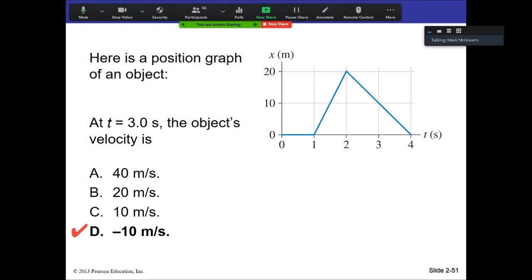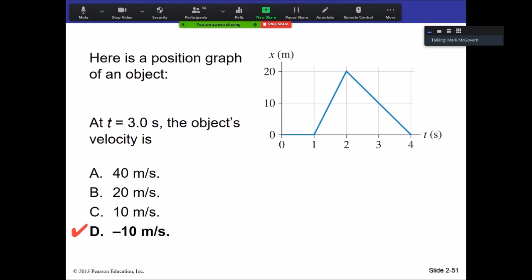And we can see that at 3 seconds, we are involved in the motion that took place over 2 to 4 seconds. So if I said at t equals 3.5 seconds, what's the velocity? Y'all are going to say the same thing.